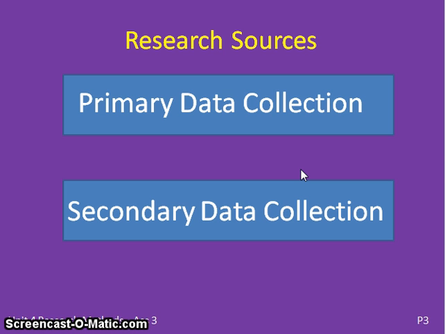Secondary data collection is data that you can use to back up hypotheses and your own results, but it's not your data. If you were testing thigh girth, you could use your results and search for someone else's results on the web or in books and things like that.